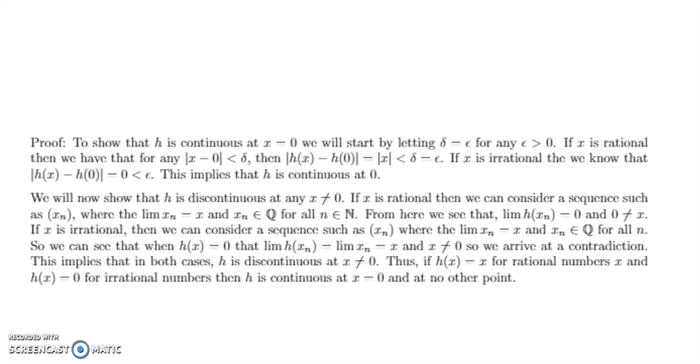If x is irrational, then we can consider a sequence x sub n, where the limit of x sub n equals x, and x sub n is in the rational numbers for all n. So we can see that h of x equals 0, and the limit of h of x sub n equals the limit of x sub n, which equals x, and x does not equal 0, so we arrive at a contradiction. This implies that in both cases, h is discontinuous at all the points where x does not equal 0. Thus, if h of x equals x for rational numbers x, and h of x equals 0 for irrational numbers, then h is continuous at x equals 0 and at no other point.